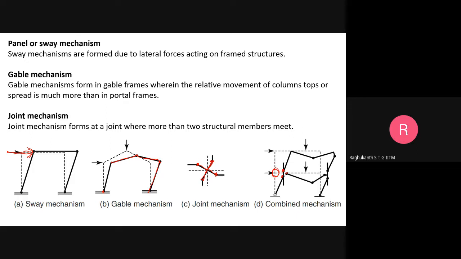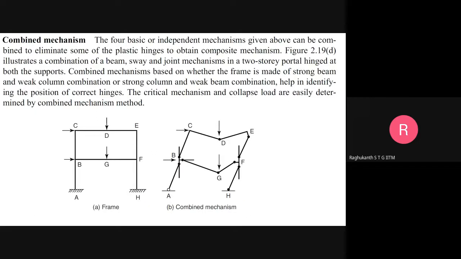Now the combined mechanism, say. You can see this is a combined mechanism where you have a sway also, then a beam mechanism, and then you also have a joint mechanism. It is a combination of all those mechanisms. That's what we call the combined mechanism. This is also one typical type of failure.